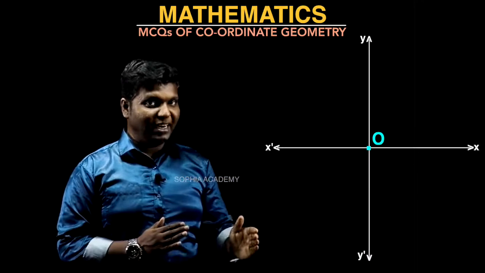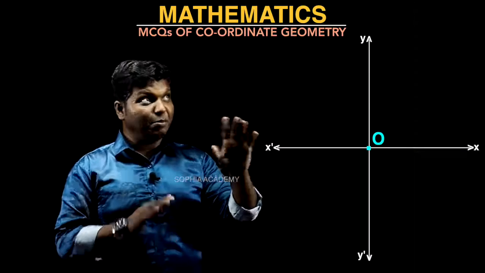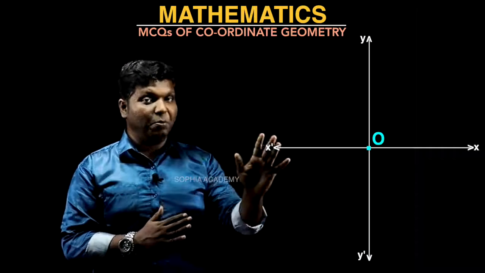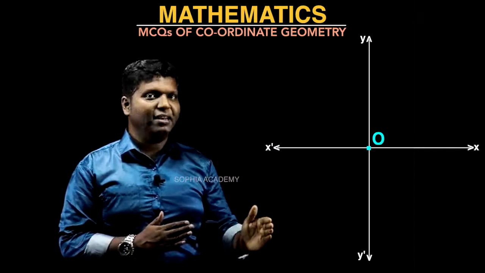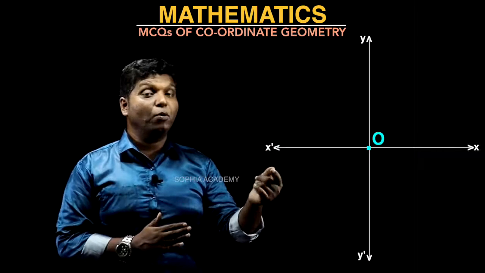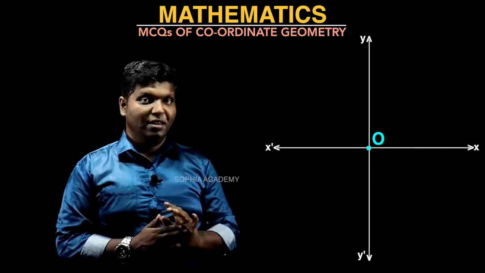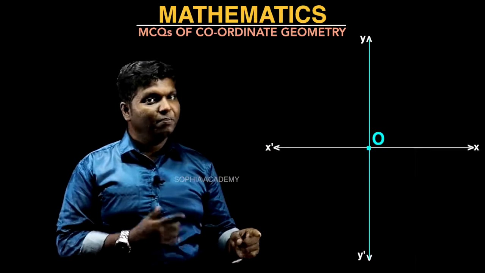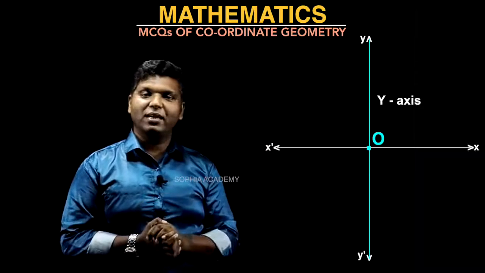The name of the vertical line in the Cartesian plane, in any plane, in an xy plane, a vertical line which determines the position of a point. So what is the name of that vertical line? It's the y-axis, so the answer is y-axis.